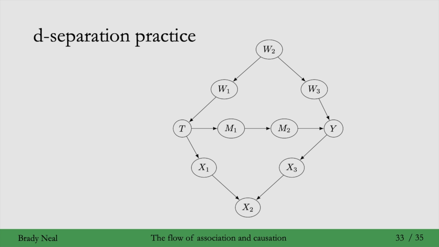In this slide, we'll always be talking about whether t and y are d-separated given different conditioning sets, and we'll always denote the conditioning sets with shading in the variables. So the first question is, are t and y d-separated by the empty set? The answer is no. For example, there is an unblocked path from t to y going through m1 and m2.